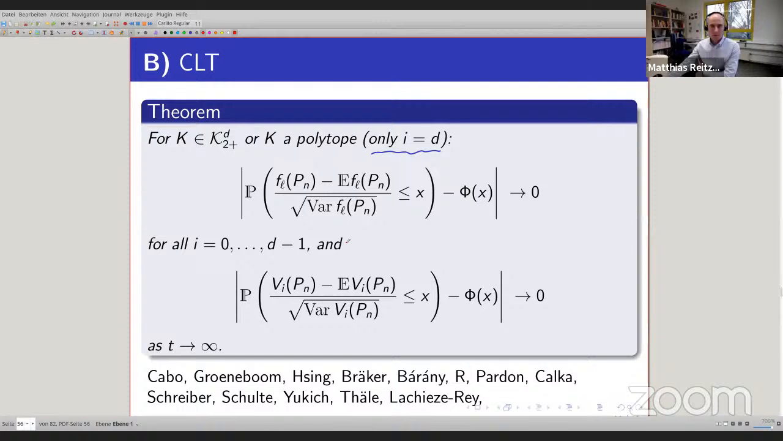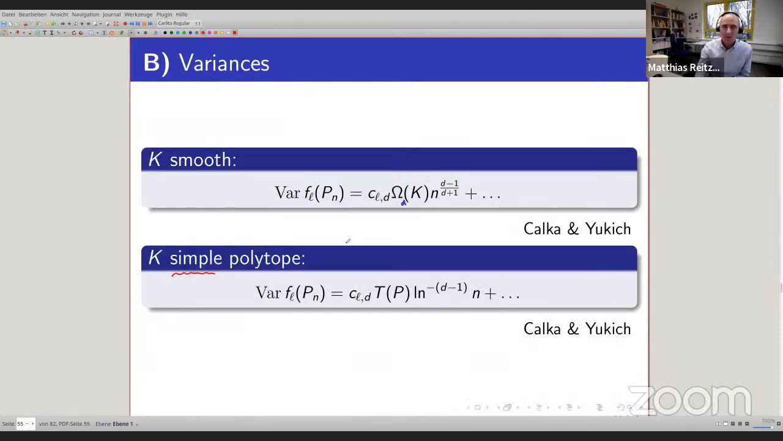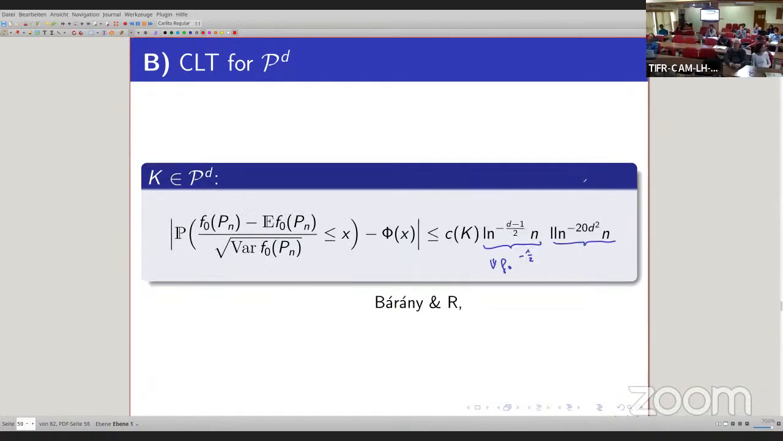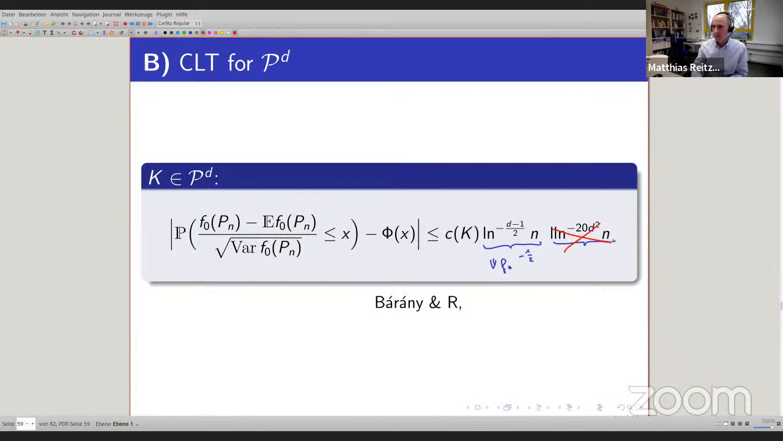Yes, if K is a polytope, yeah, simple polytope. So the central limit theorem is known for general polytopes, not only for simple, but only for the precise variance asymptotics. So what is the rate for that? For polytopes, the rate is known, but not the optimal rate. The optimal rate is known only in the planar case. But if K is a polytope, then we have a rate here. We would like to remove this for general dimensions. We can remove this only in the planar case. But we have a central limit theorem.